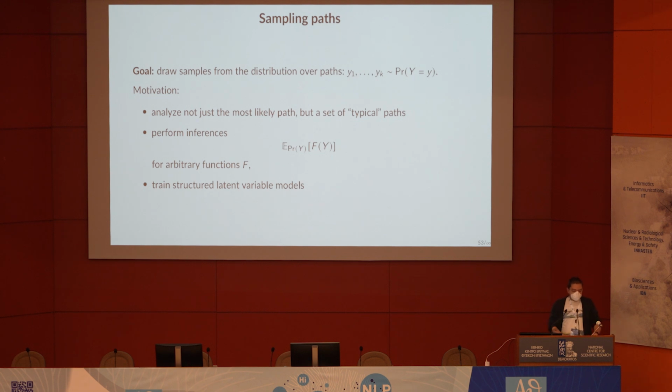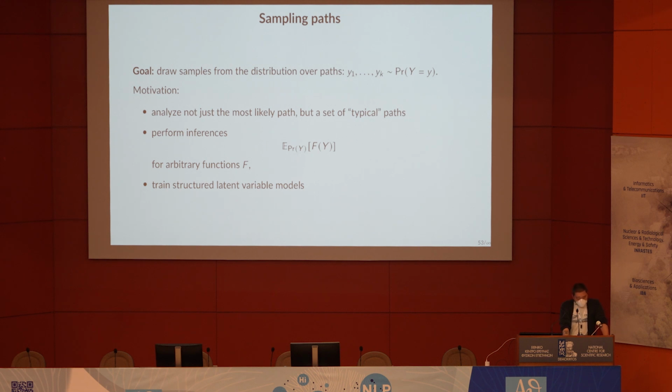You can also perform arbitrary inferences. For instance, you can compute the expectation of some function f of the whole path. These functions could be things like the length of the path, but it also could be, if our paths are some sort of paths over words, you could see what's the probability that we would encounter the word cat, or something like this. So you could do this for arbitrary functions f.